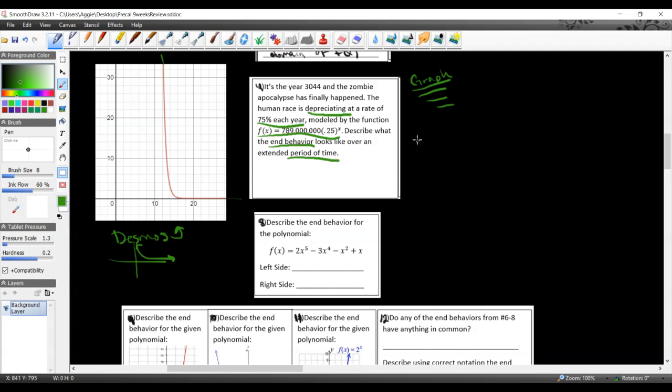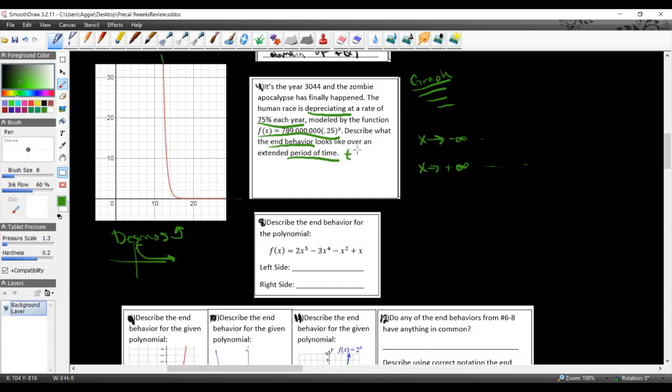So we should know that end behavior is as x approaches negative infinity, blah, blah, blah. As x approaches positive infinity, blah, blah, blah. But this one is asking for a specific time. It's an extended period of time. So you have to think about time and how it can only be positive.